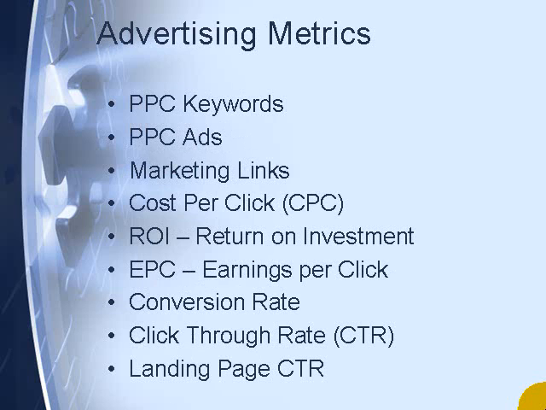Some key metrics you're going to want to pay attention to. You're going to want to pay attention to your pay-per-click keywords when you're doing your pay-per-click search advertising. You're going to pay attention to your pay-per-click ads. You're going to know which ad is working for you, right? All of your marketing links, like we discussed previously, you're going to want to pay attention to that and know which links are doing what for you, right? When it comes to pay-per-click, you want to understand what your cost per click is. It's going to be important in making decisions on your ad spend, right?